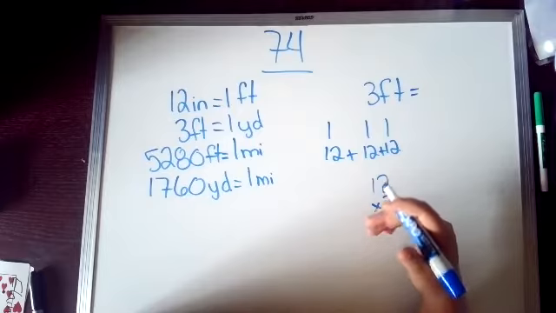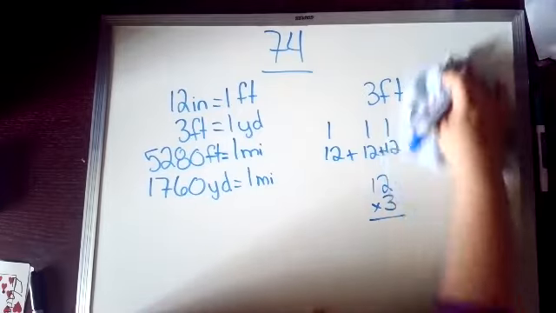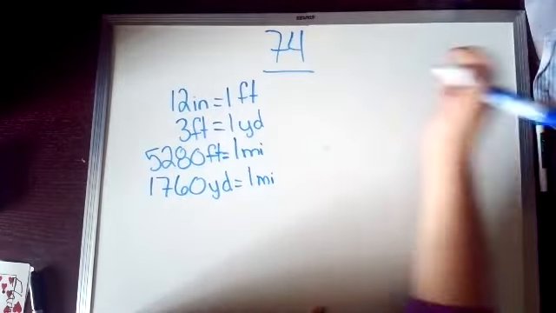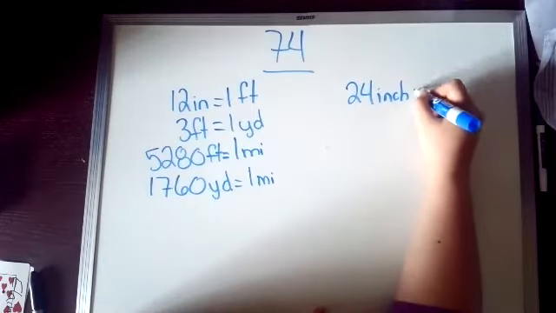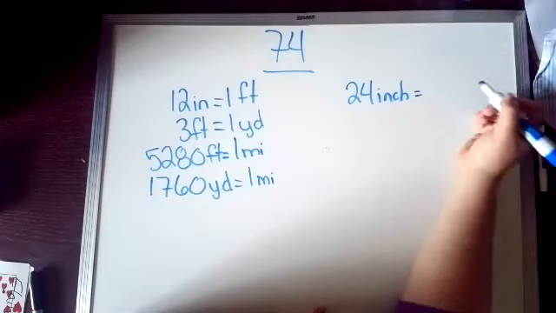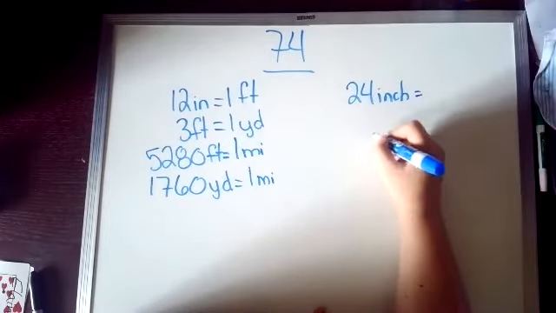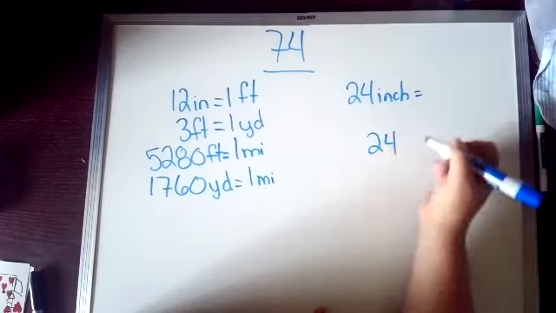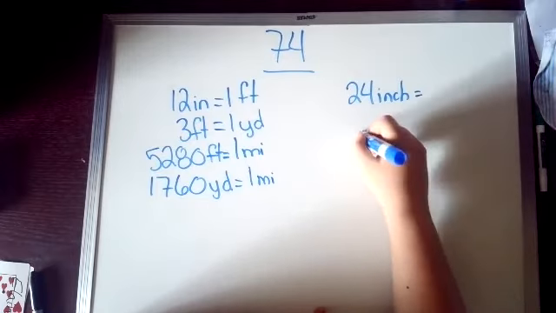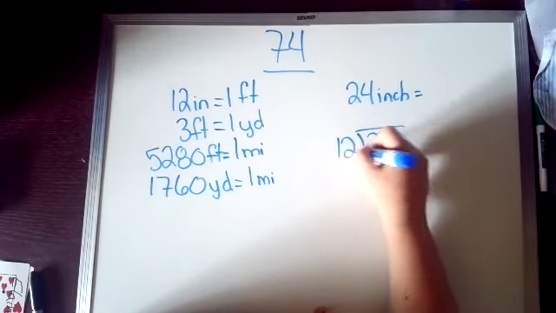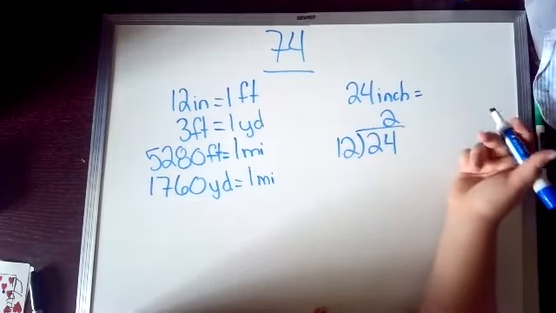Okay, if I was going the opposite way, let's say I had 24 inches and I wanted to know how many feet that was, then I'm going to take 24 and I'm going to divide it. Well, I know 12 inches is 1 foot. So I'm going to take 24 and divide it by 12 and I'm going to come up with how many feet.